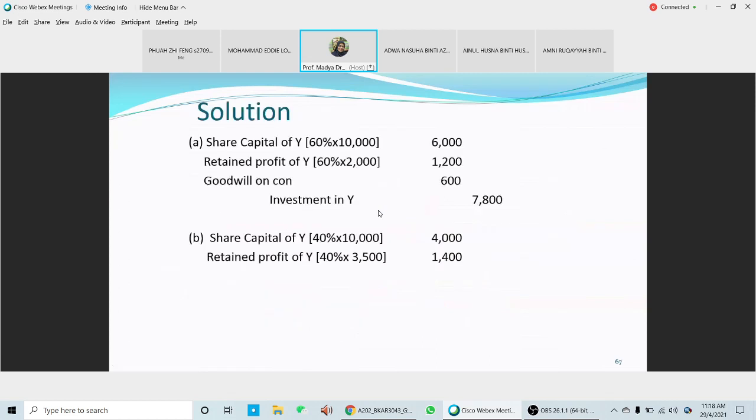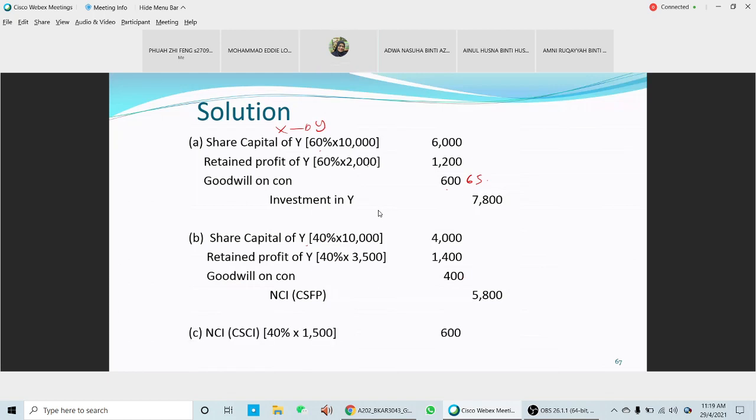Okay, prepare the journal entries here. For the journal entry, parent X in Y, you have 60%. So 60% times 10, retained profit times 2. Goodwill here is 600. Where do you get that 600? Based on your calculations here in slide 65. Refer back to slide 65. Share capital in Y, this one is for the NCI, 40%. Then the goodwill on consolidation here is 400.